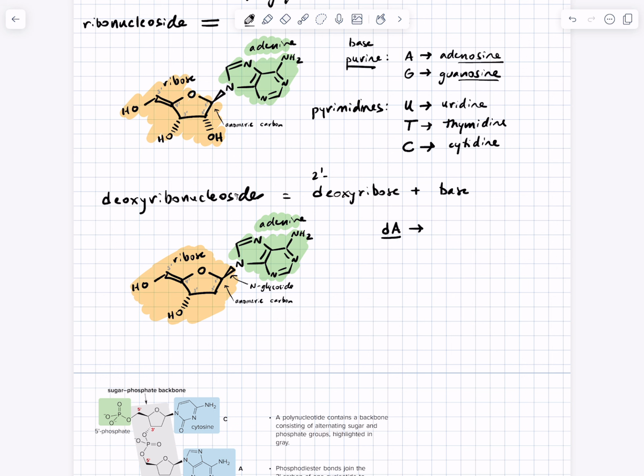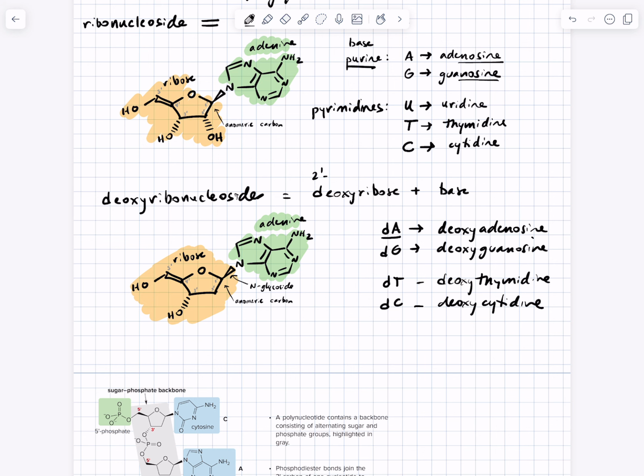When you put an abbreviation, you'll use DA to indicate it's 2' deoxy. And then in the name, you're just going to add deoxy in front of adenosine. So DA would be deoxyadenosine, DG would be deoxyguanosine, and so on. There's no DU because uracil is not used in DNA. So all you have to worry about here are DT and DC. Deoxythymidine, and then deoxycytidine.